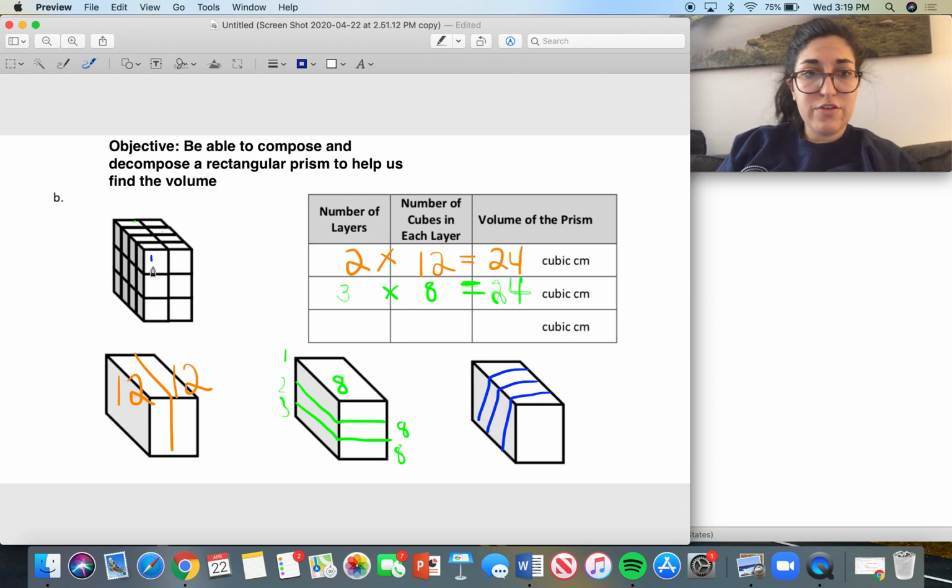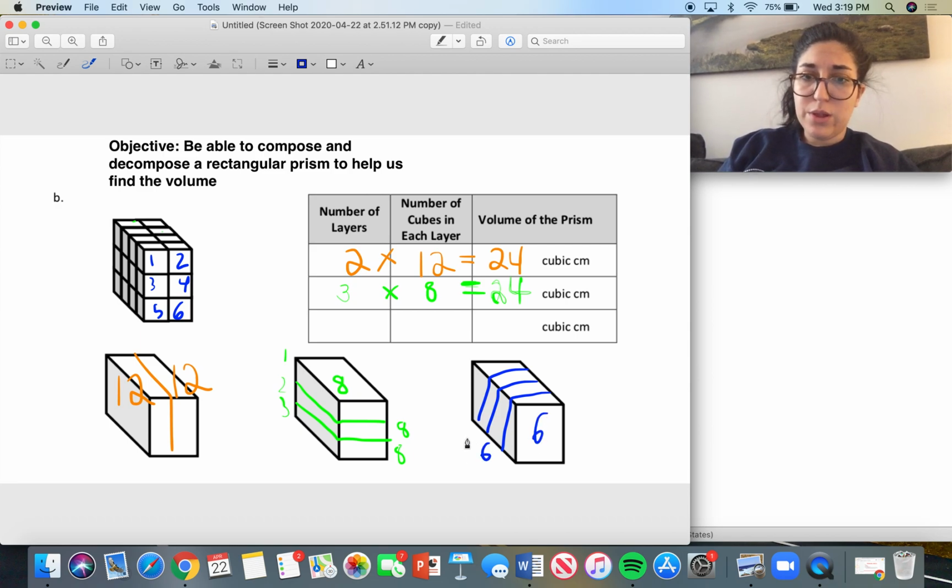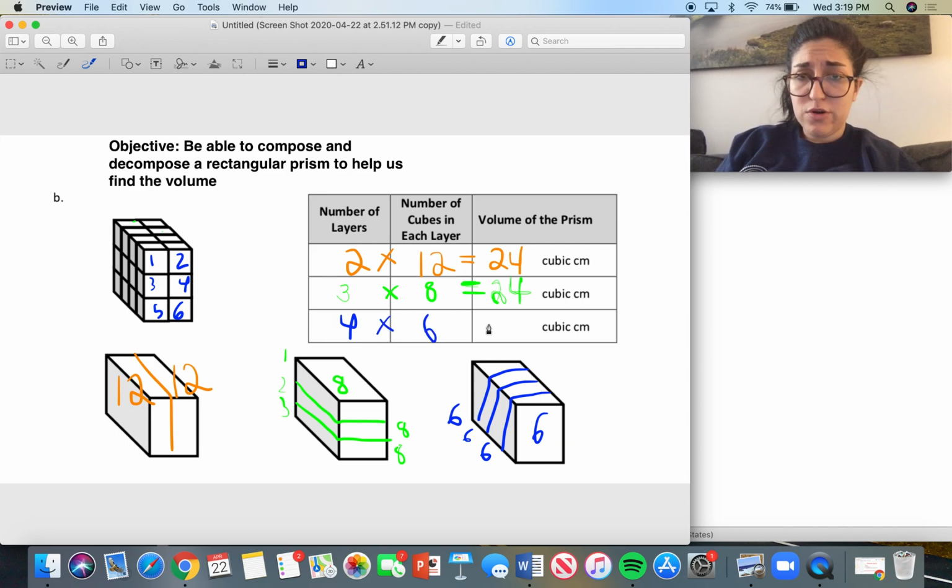Well, we can count. In this front one, we have 1, 2, 3, 4, 5, 6. So if this front one has 6, then this second one back will have 6, this third one back will have 6, and this last one will also have 6. So in this case, how many layers did I have? I had 4. 1, 2, 3, 4. How many cubes are in each layer? 6, and 4 times 6 is 24.